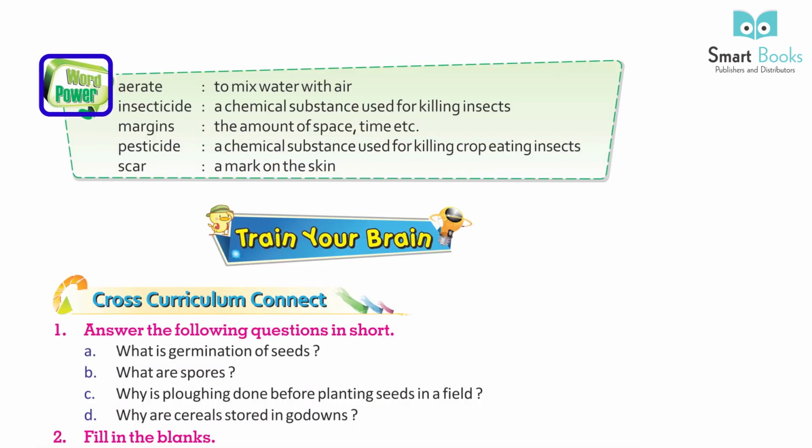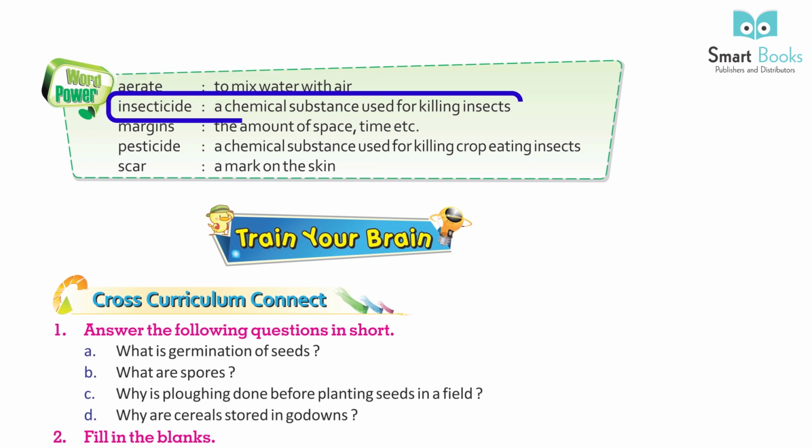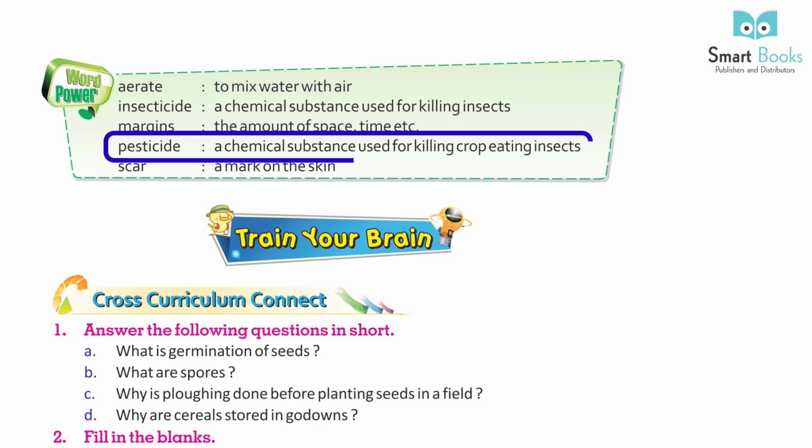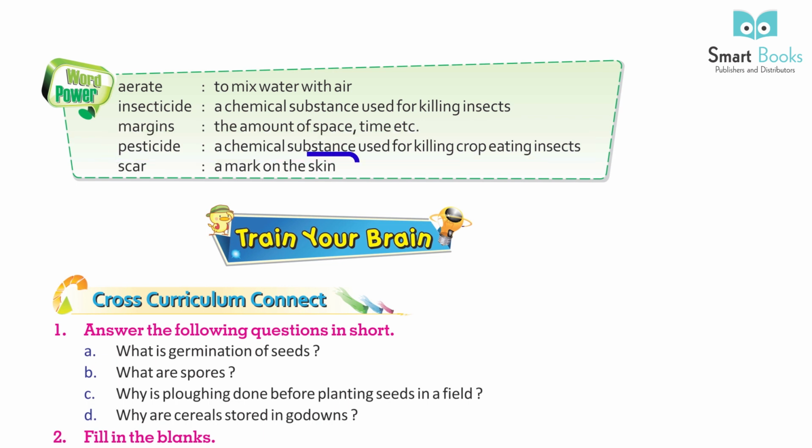Word power. Aerate, to mix water with air. Insecticide, a chemical substance used for killing insects. Margins, the amount of space, time, etc. Pesticide, a chemical substance used for killing crop-eating insects. Scar, a mark on the skin.